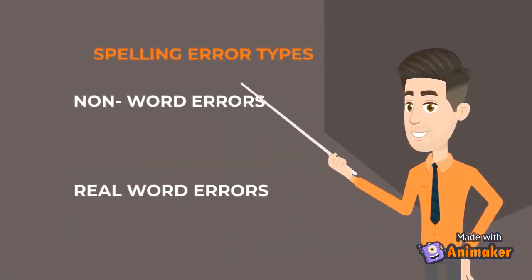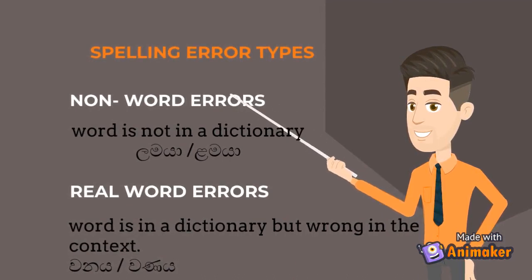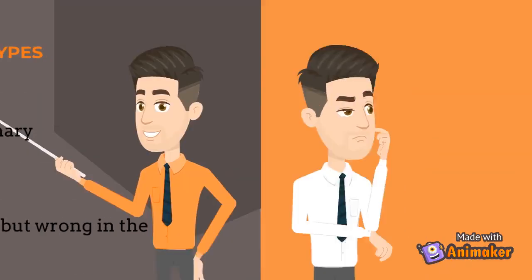Spelling error types. Non-word errors: word is not in a dictionary. Real word errors: word is in a dictionary but wrong in the context.